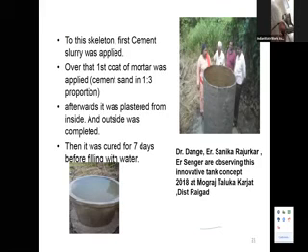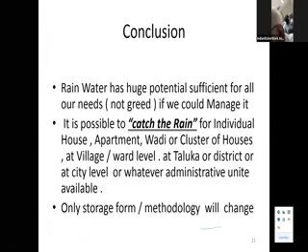On the right-hand side, see Dr. Dange, Sanika Rajurkar and Senkar. They had come to see, because they were not realizing how this natural fiber can work. But like this, the tank can be constructed by replacing chicken mesh with natural fibers.